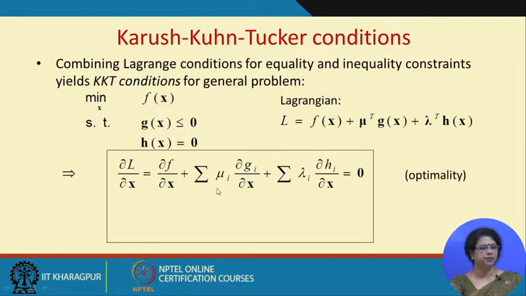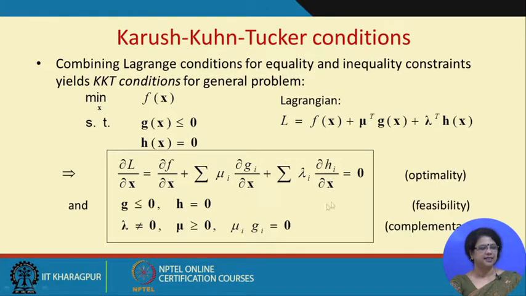That is why this is the first order optimality condition, and this is the feasibility condition, g(x) less than or equal to 0, h(x) equal to 0. And from the complementary slackness condition, that is mu_i g_i equal to 0, we can say for the minimization problem mu is greater than or equal to 0, but lambda is not restricted in sign.